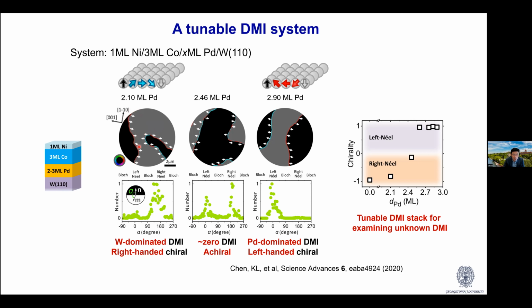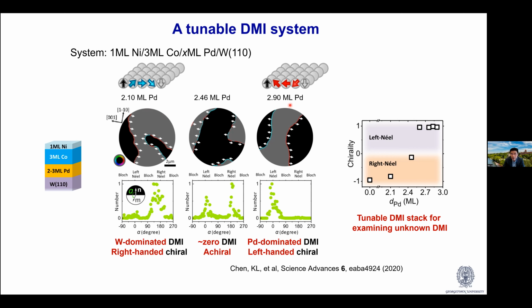And then along the domain wall, the white arrows indicate the magnetization, the in-plane component of that magnetization. So when we start out with 2.1 monolayer of palladium, we see all the magnetizations are pointing from black to gray. And this is illustrated in this schematic. So the adjacent spins are following this clockwise winding configuration. This is a right-handed chiral Néel wall.